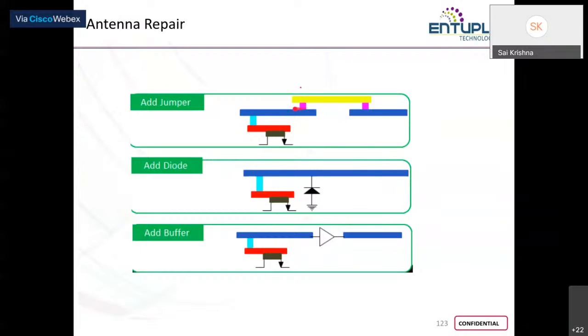And then adding a jumper is like you cut down the metal that carries your signal, you cut it in between, and you step up higher, you take a higher metal and connect it at either end. So what happens is the overall area under contact will increase. That way your antenna ratio is also satisfied.